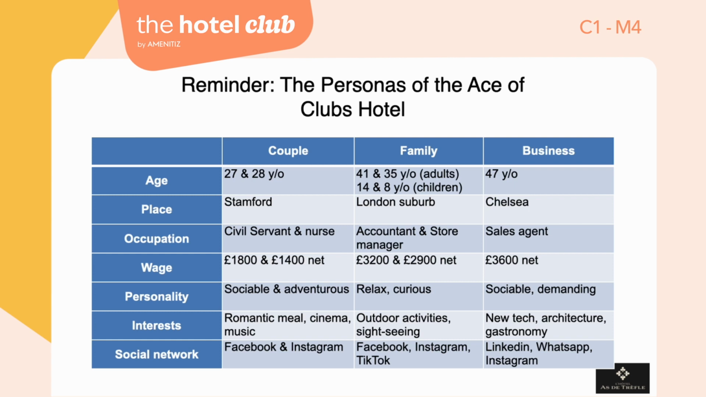The couple in their 20s using Facebook and Instagram. The family in their 40s, 30s, teens and preteens using Facebook, Instagram and TikTok. And the businessman in his late 40s using LinkedIn, WhatsApp and Instagram. Now, with this information, I can attach one or more distribution channels to each of my personas.